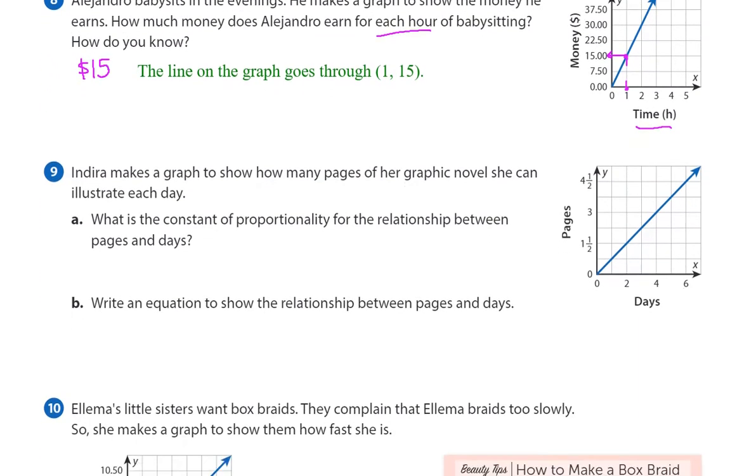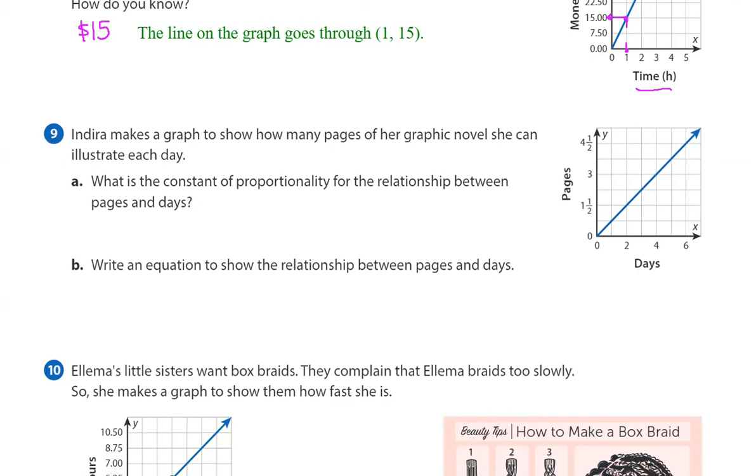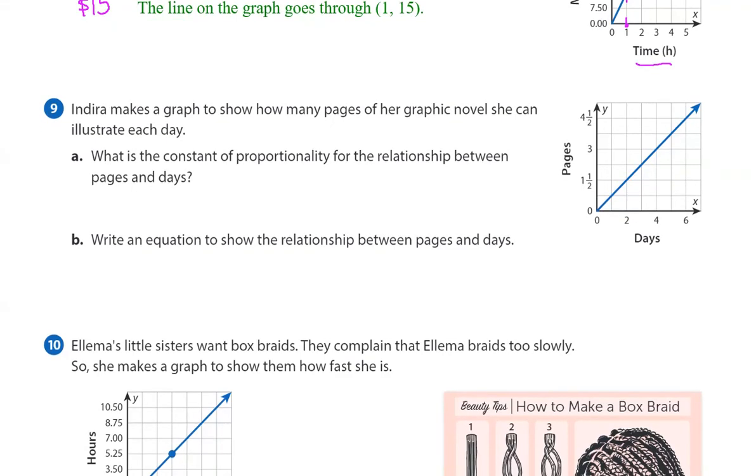Okay, number 9 here. Indira makes a graph to show how many pages of her graphic novel she can illustrate each day, because she's a very diligent and productive worker. I want to see her graphic novel. What is the constant of proportionality for the relationship between pages and days? And remember, constant of proportionality is interchangeable with unit rate, so that means per one. We want to know how many pages per day, per 1 day. And does it give us that? No, not really. I mean, it does. It's right here, but what is this? What is that right there?